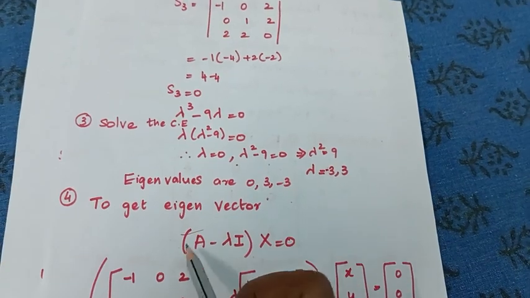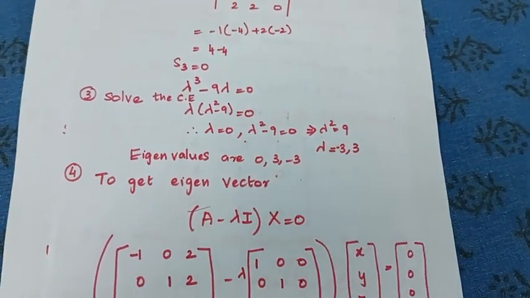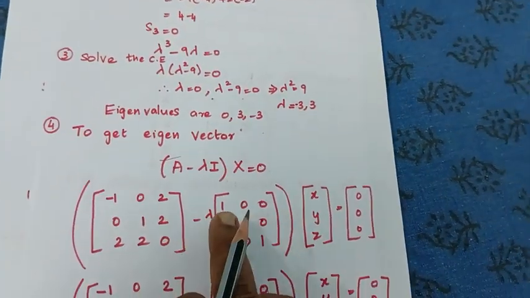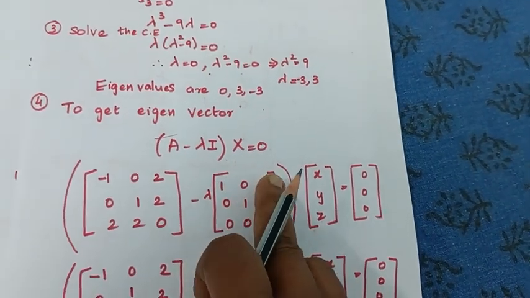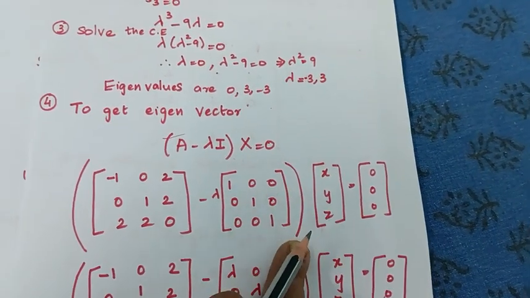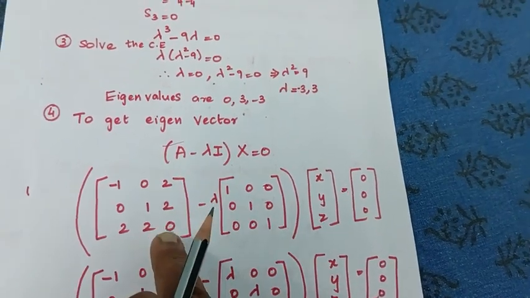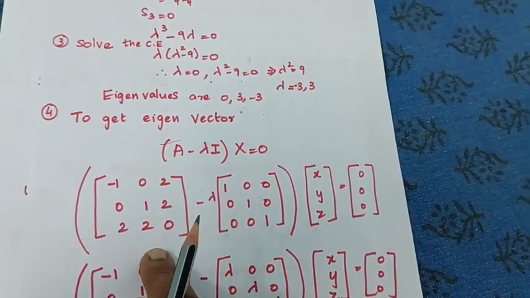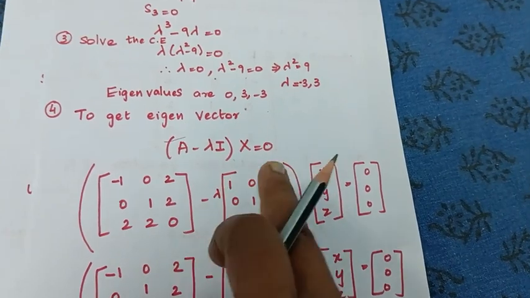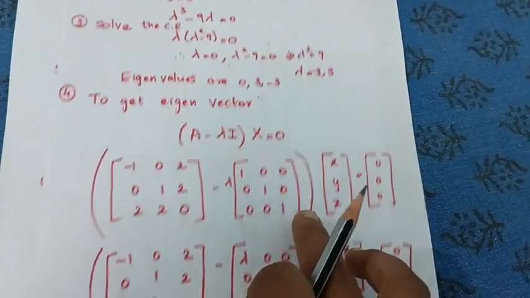Okay, so next we want to find the eigenvector. So for the eigenvector, (A minus lambda I) times x is equal to 0. Here x is (x, y, z), that is the variables. A is the given matrix, and lambda times I, where I is the identity matrix. Here we are reducing this.